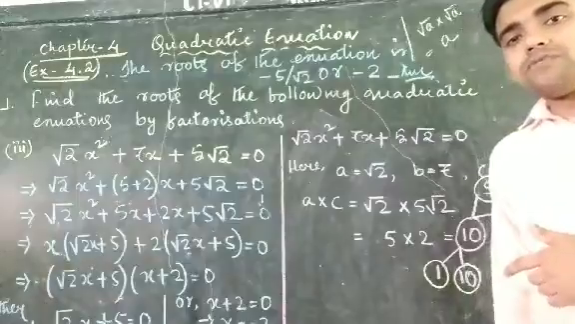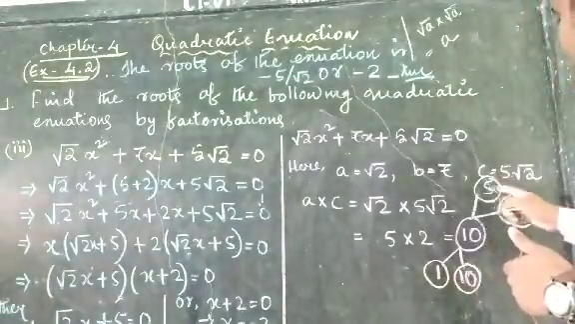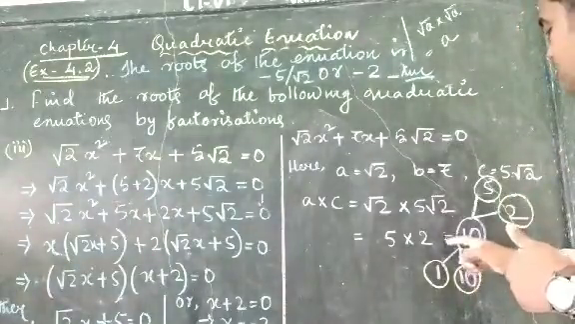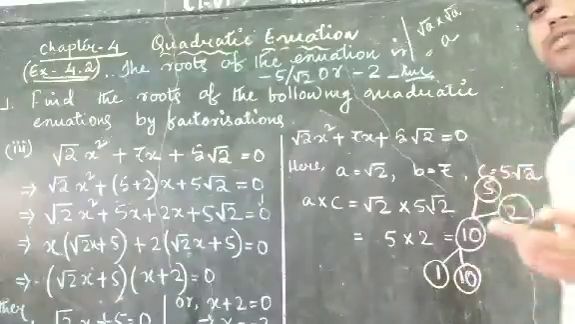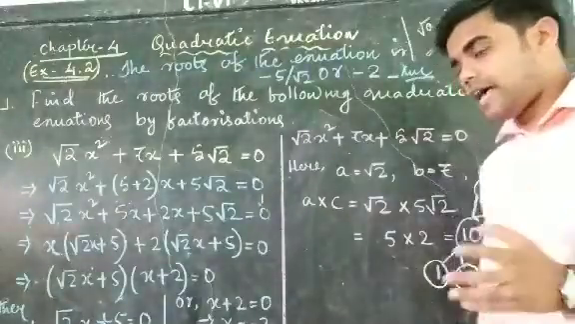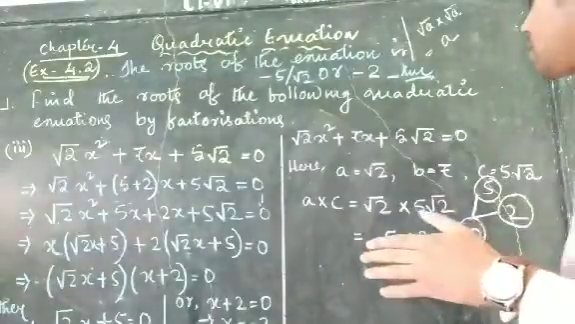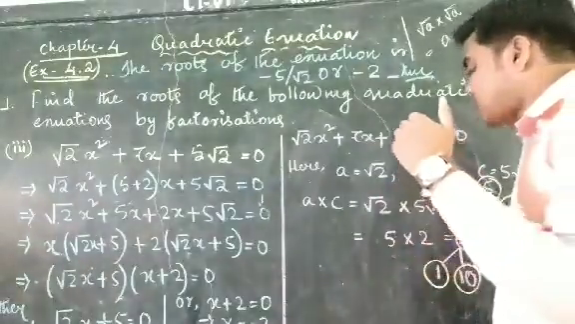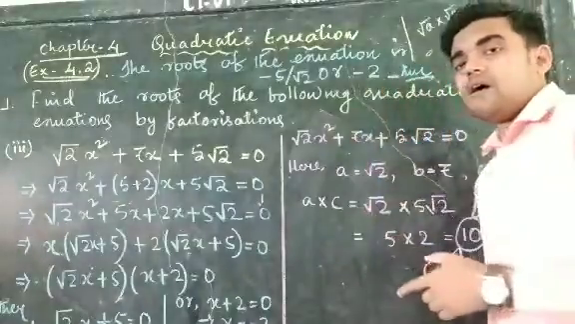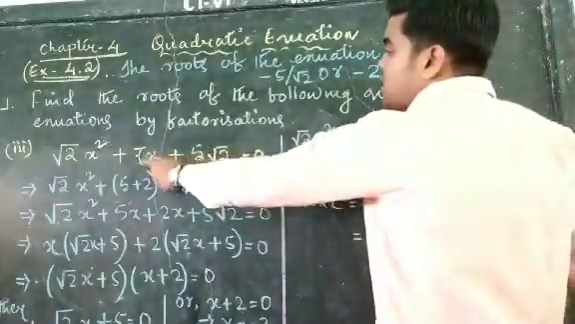So what are the factors of 10? The factors of 10 are 5 and 2, and 1 and 10. That means 5 2s are 10 and 1 10s are 10. These are the pair factors of 10. So what is the next process? We see what the middle term of the given equation is.